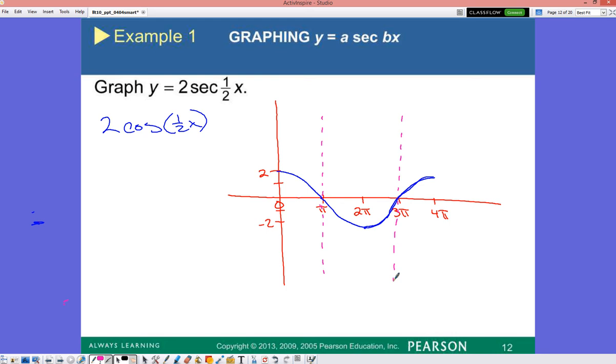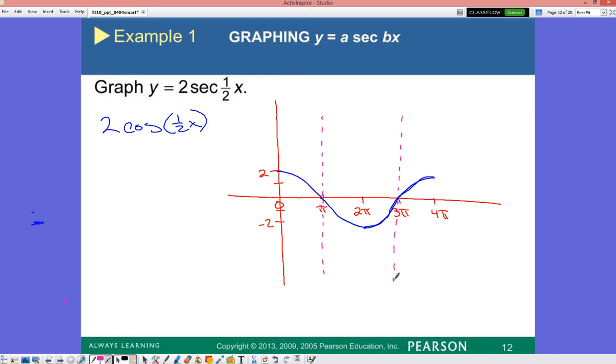Okay, see where it's 0? So where cosine is equal to 0, and that's the axis right here, that's going to be an asymptote because secant is 1 over cosine, right? And 1 over 0 is undefined. I can't have 0 in the denominator, so that's undefined. And so that's where I get my asymptotes.